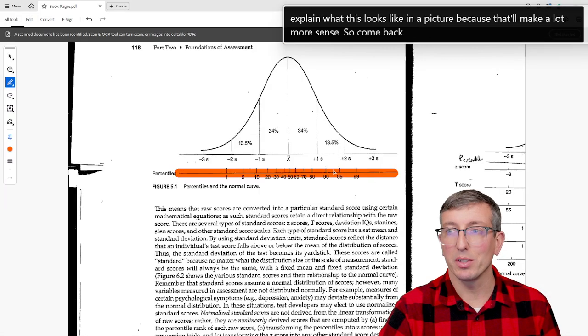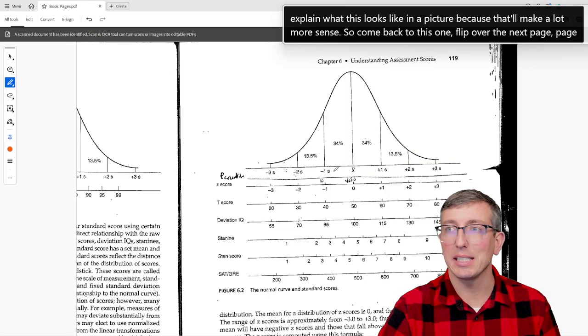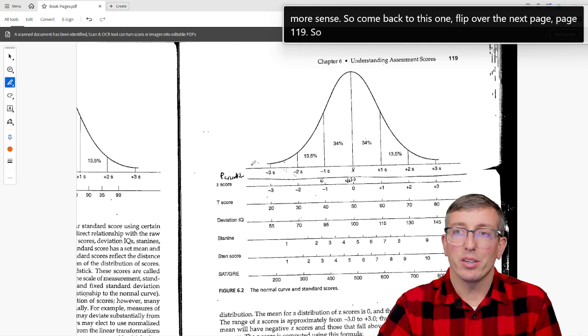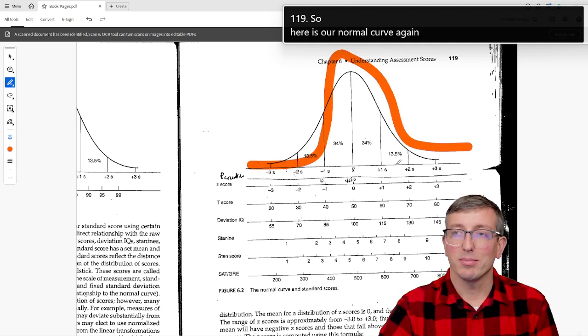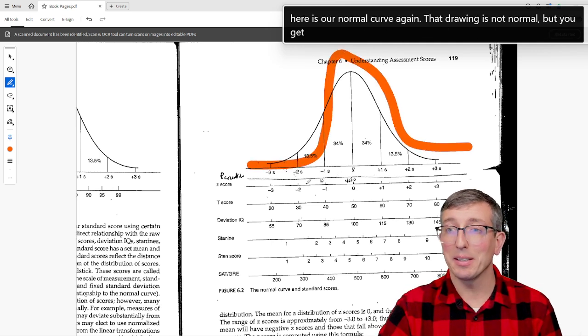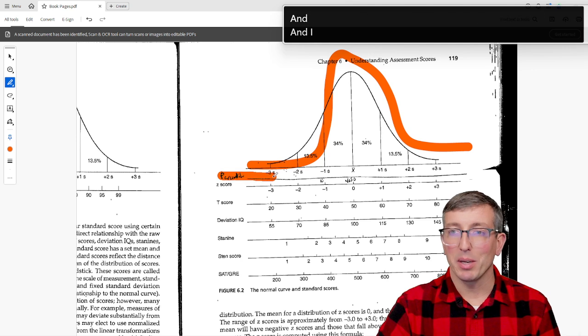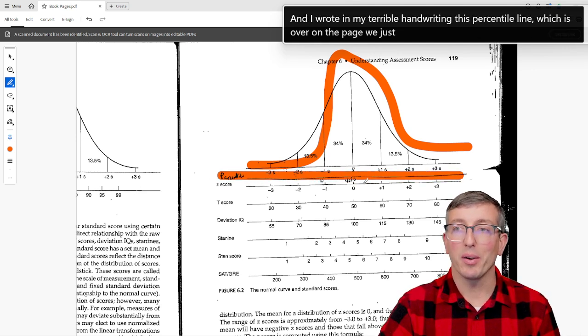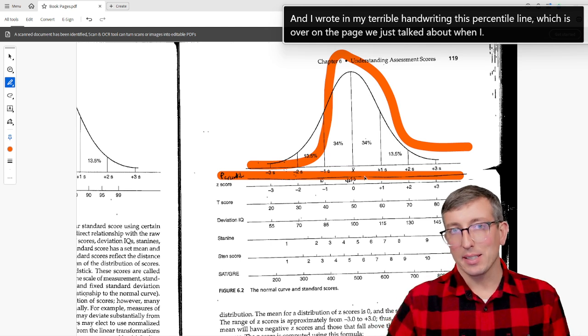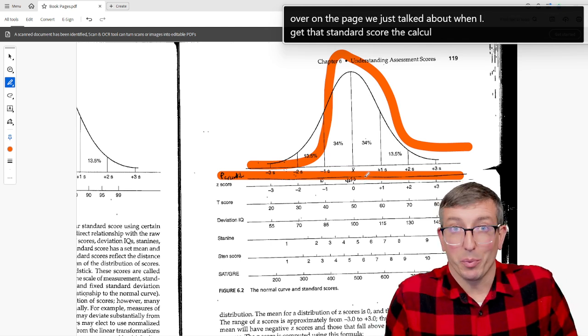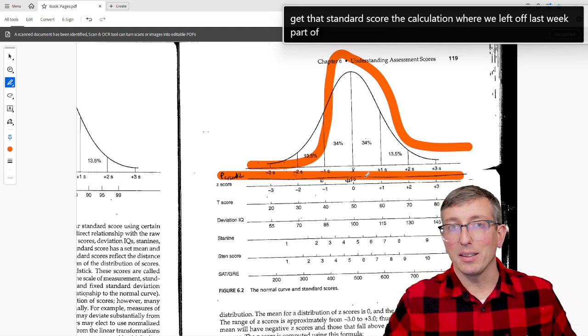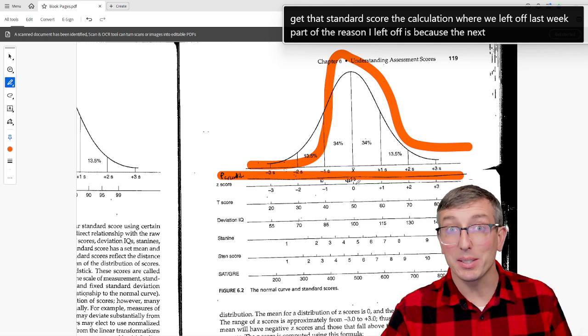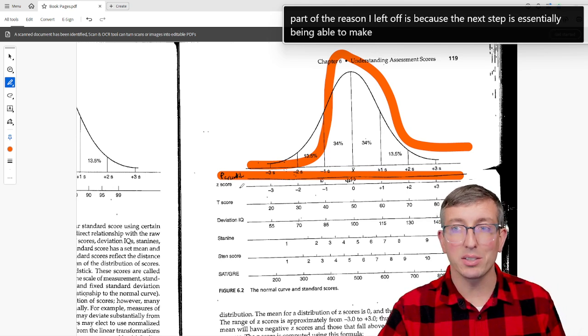So come back to this one, flip over to the next page, page 119. So here is our normal curve again. Well, that drawing is not normal, but you get the idea. And I wrote in my terrible handwriting this percentile line, which is over on the page we just talked about. When I get that standard score, the calculation where we left off last week, part of the reason I left off is because the next step is essentially being able to make a z-score.